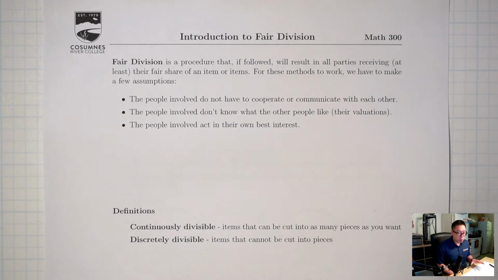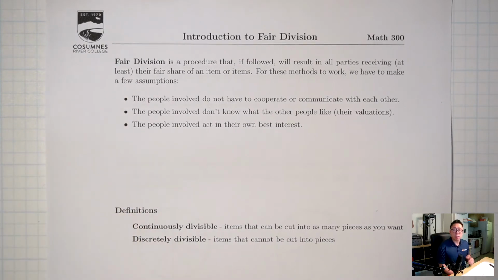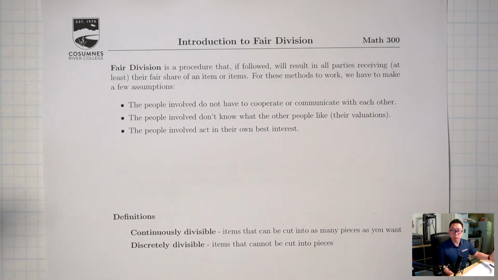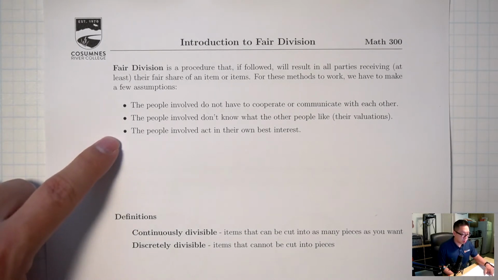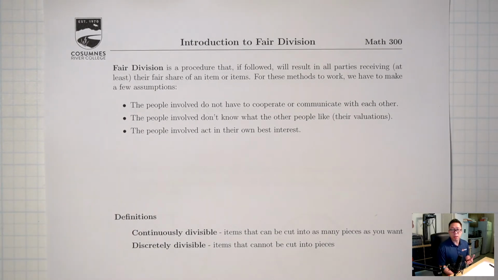And the methods we're going to talk about in this class, there are three assumptions that I'm going to be working with. One, the methods that we're going to talk about don't require the people to cooperate. So they don't have to talk to each other. So there's going to be no back and forth negotiations going on. Second, the people involved don't know what the other people like. So I'm going to know what I want, but I don't necessarily know what my siblings want. And then finally, I'm going to assume that the people involved are going to act in their own best interests.